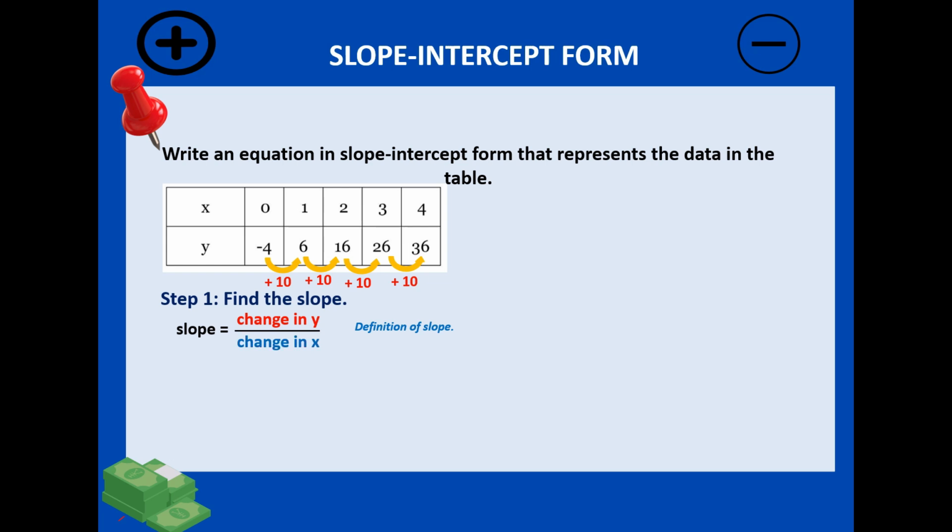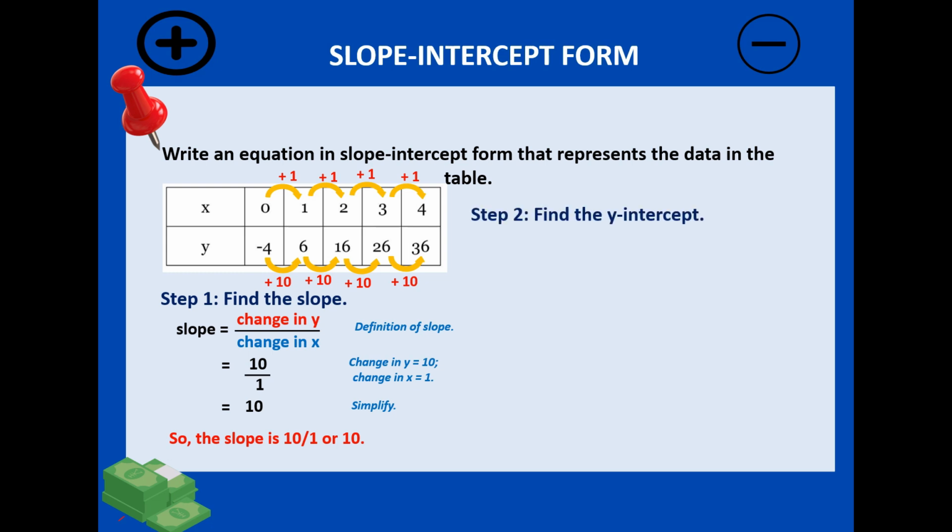How about the change in x? From 0 to 1, we just add 1. From 1 to 2, we add 1. From 2 to 3, we add 1. From 3 to 4, we add 1 also. Therefore, change in x is 1. Then let's put it in the equation. The slope is change in y, which is 10, over change in x, which is 1. 10 divided by 1 is equal to 10. So the slope is 10 over 1, or 10.